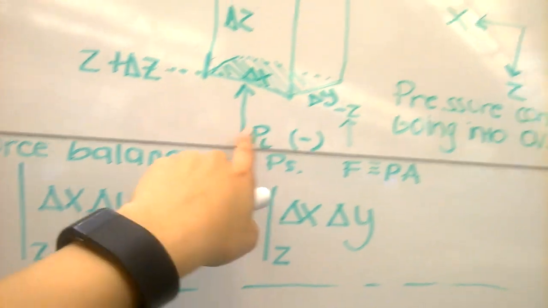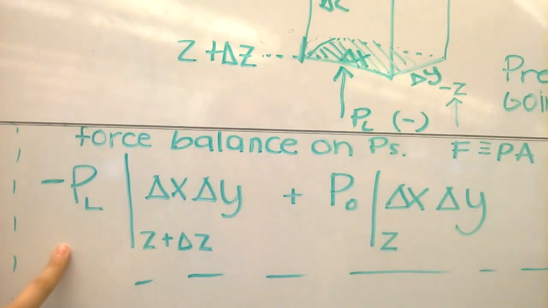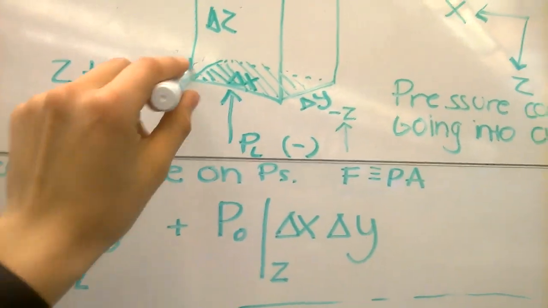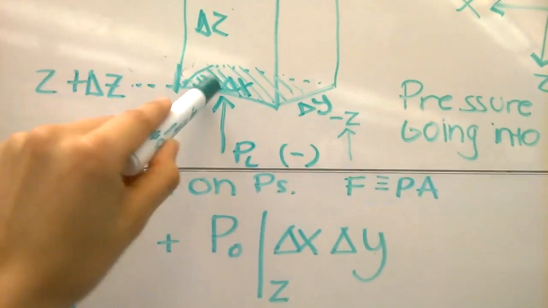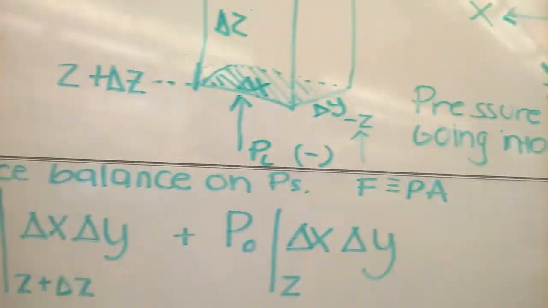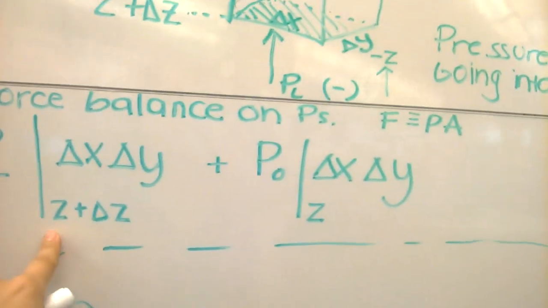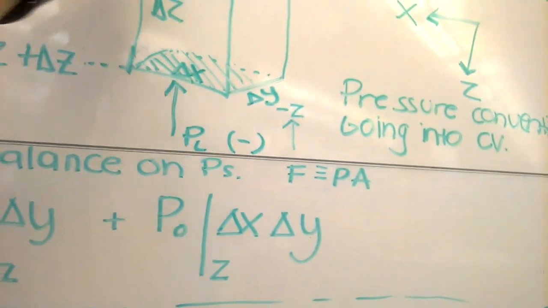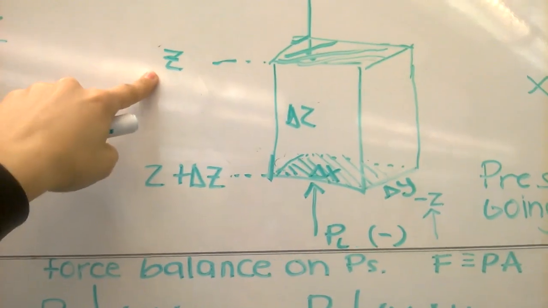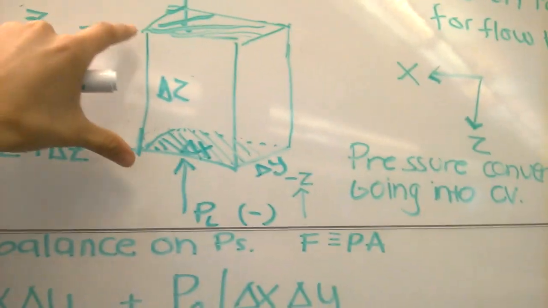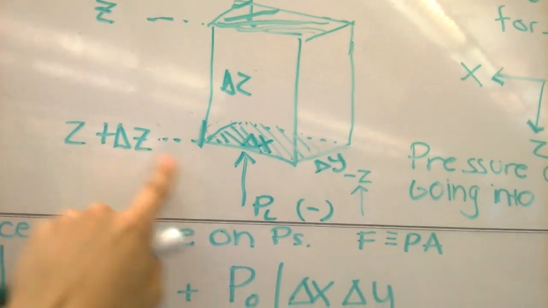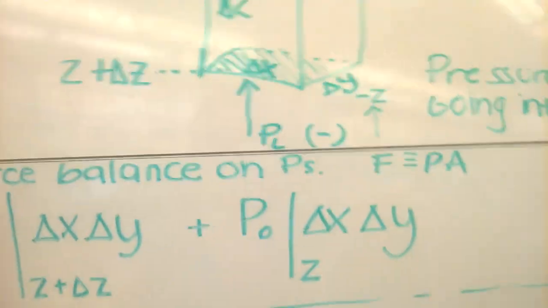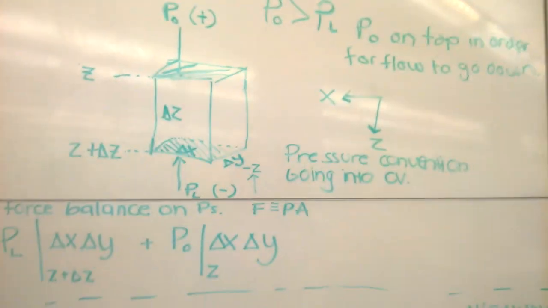So simply we start with PL. PL, as we just said, is negative, times the area. That's just simply the area over which the pressure is exerted, in this case delta x and delta y, and that's evaluated at c plus delta c. So you start here, your axis is going down, so you start at c and then you add a little difference and you end up at c plus delta c, and that's why you end up in the line of PL. And you do the same thing for P0. So that's simply the pressure.